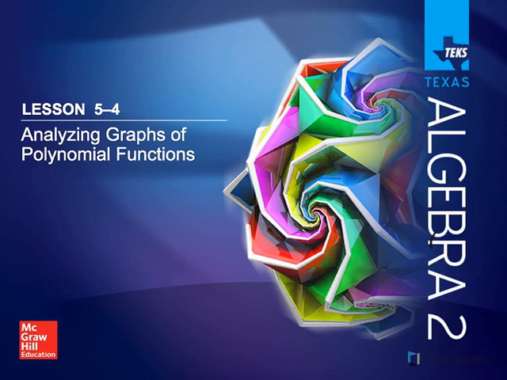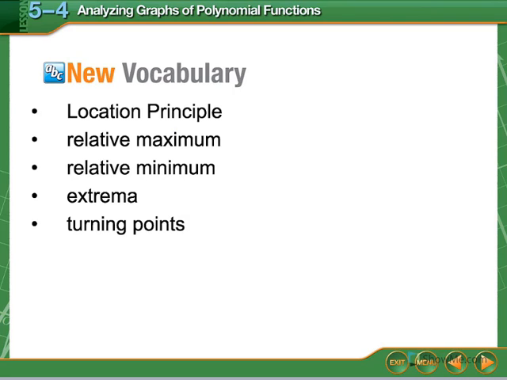For 5.4, analyzing graphs and polynomial functions. Your new vocabulary is location principle, relative maximum, relative minimum, extrema, and turning points. Okay, so think of the location principle as you're locating zeros.